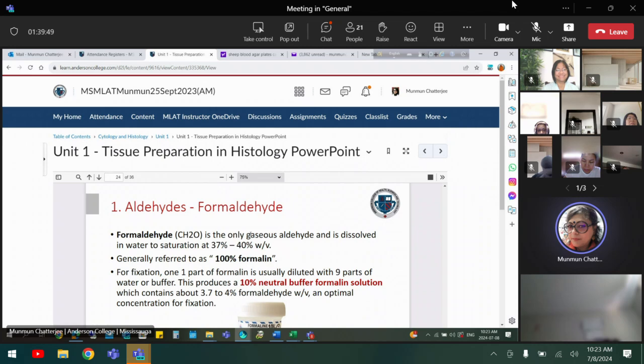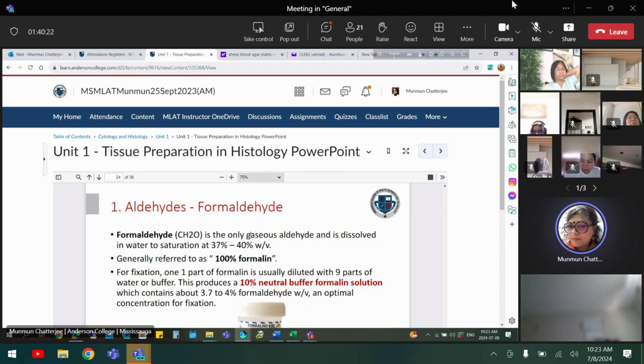This is very crucial. These questions come up often, and I am 100% sure they will be raised in the exam. For fixation, what are you going to do? Now you have formalin. You are using formalin, not formaldehyde. But what is the basic composition of the chemical in the formalin? It is formaldehyde, and its percentage is 37 to 40%. Is that clear to everyone?